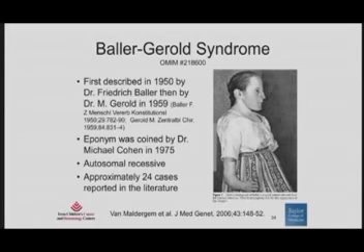Baller-Gerold syndrome was first described in 1950 by Dr. Friedrich Baller and then by Dr. Gerold in 1959. Similar to RTS, the eponym was coined by Dr. Michael Cohen separately in 1975. Baller-Gerold syndrome is also autosomal recessive in inheritance, and there have been approximately 24 cases reported in the literature so far.